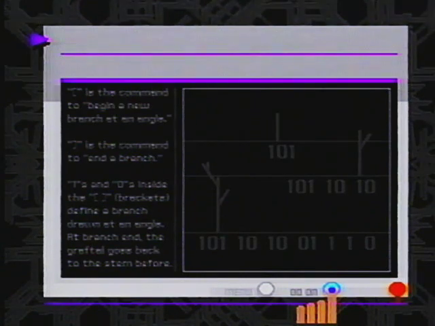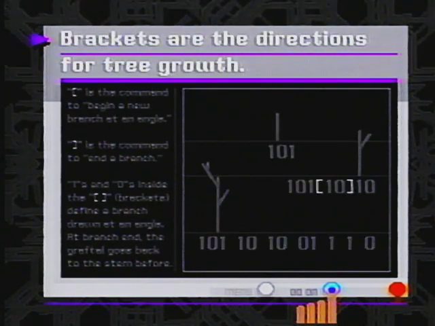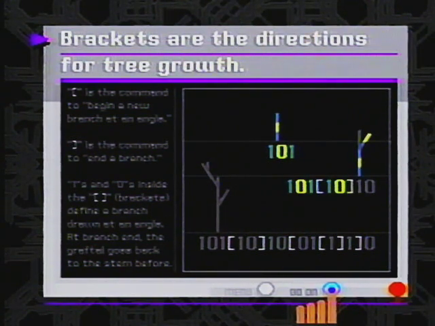Brackets are the directions for tree growth. The left bracket tells the program to begin a new branch at an angle. The right bracket is the command to end a branch. 1s and 0s used between the brackets define a branch drawn at an angle. After the right bracket ends a branch, the computer returns to the previous branch to continue the facts from the string and draw the next branch.